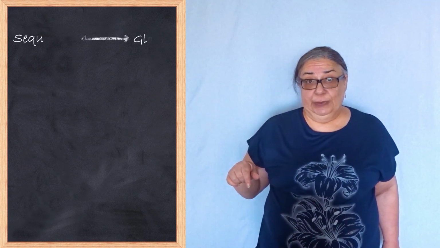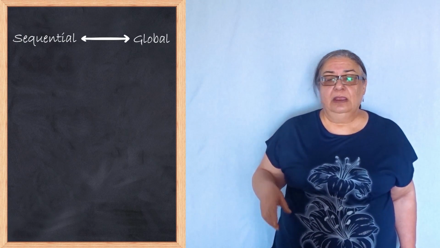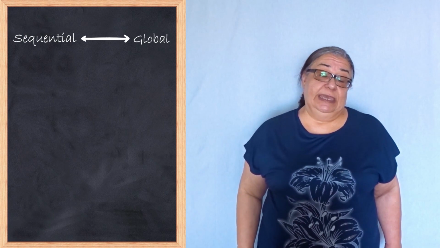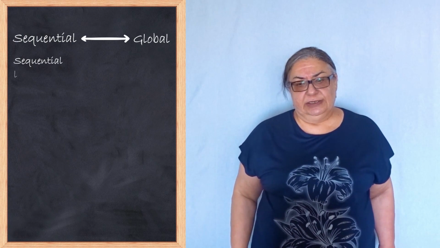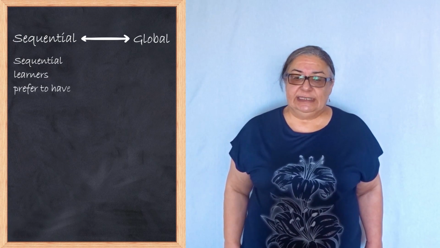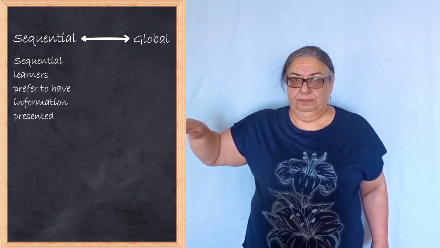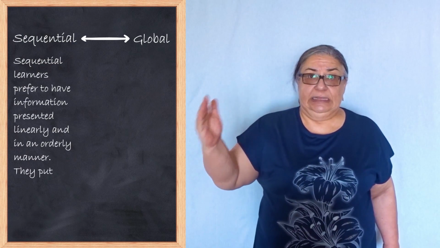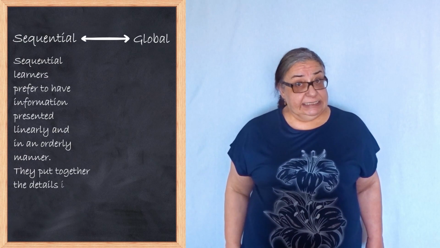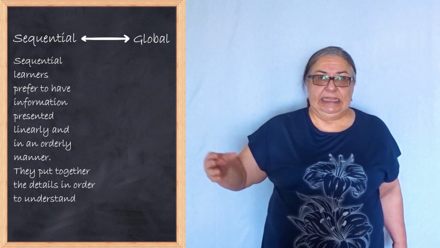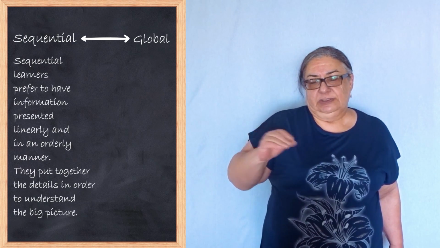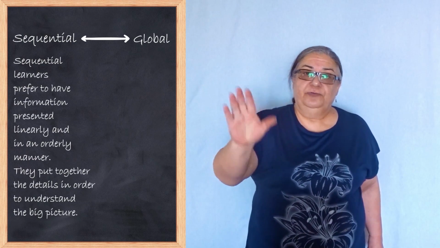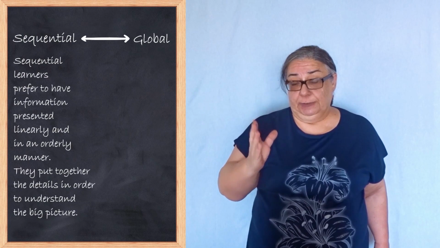The last continuum, as you can see again in the figure, is, at one end we have sequential, and at the other end we have global. Sequential learners prefer to have information presented linearly, in an orderly manner, one following the other. They put together the details in order to understand the bigger picture. So small pieces are given to them, and they can take these small pieces and put them together to form the main picture.